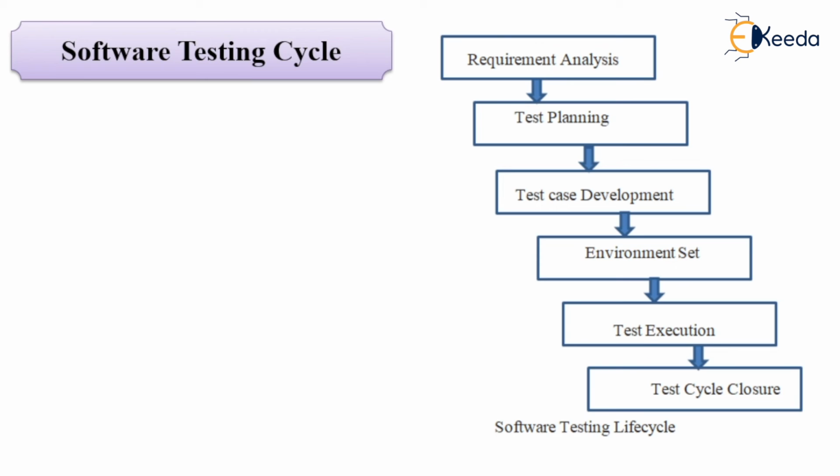Now, the outcome of this environment setup is: test environment setup is ready, test data is created, and the result of smoke testing. Then you have the next phase, test execution. That means we start with the test execution phase. The test cases we prepared in test planning have to be tested in test execution.